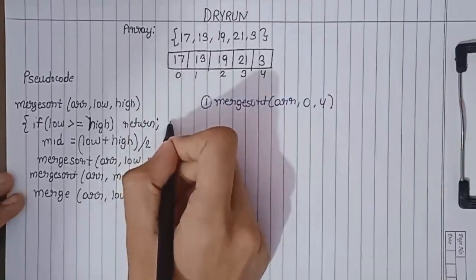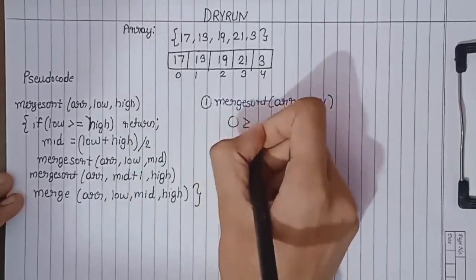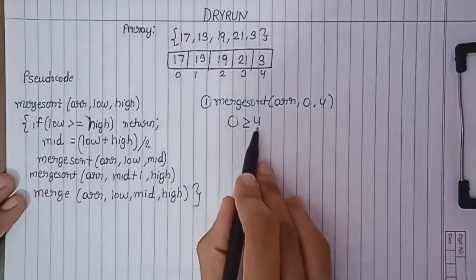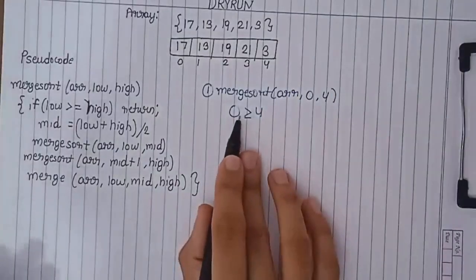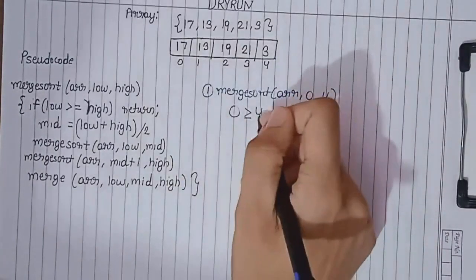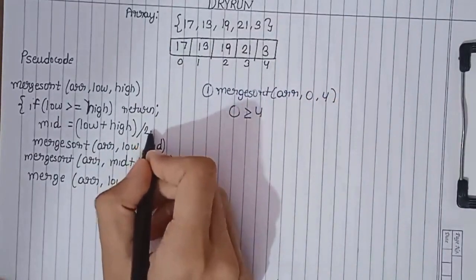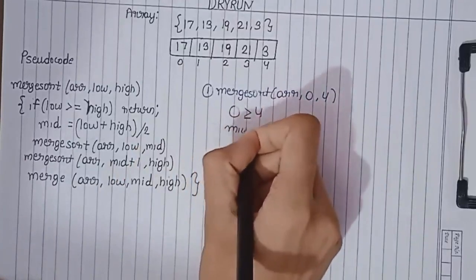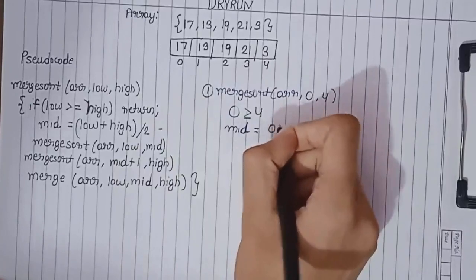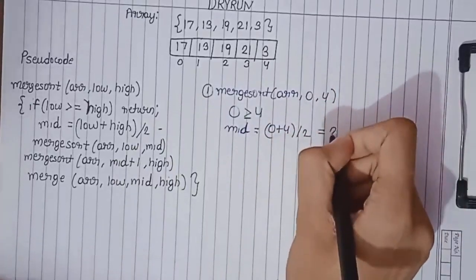Now the control comes onto this line and it will check if low is greater than or equal to high. That is, 0 is greater than or equal to 4. So now 0 is not greater than or equal to 4. So this is false and this function will not return here, and the control will go on to the next line. So here in this line the mid will be calculated, and here mid is 0 plus 4 by 2. So mid here comes out to be 2.